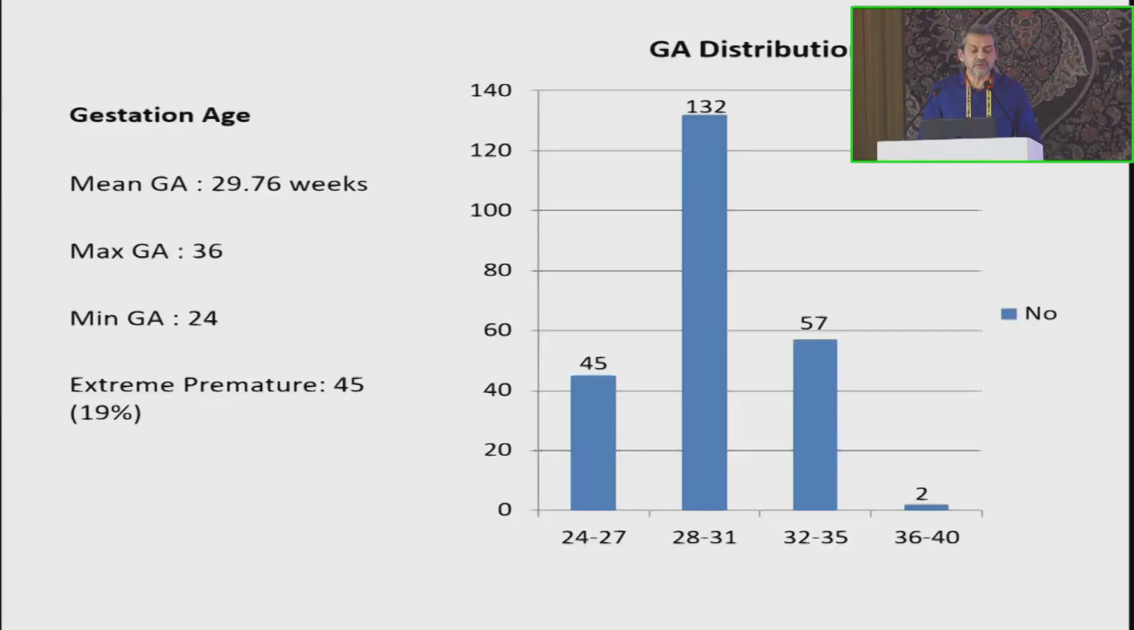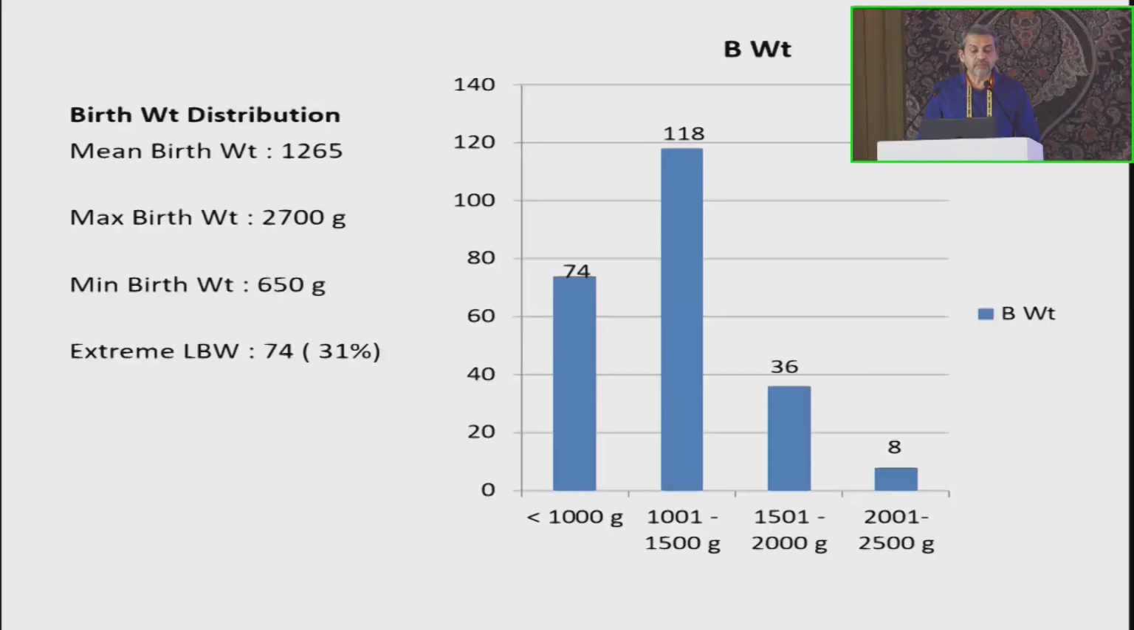Mean gestation age was 29 weeks. However, the babies who were bigger contributed to the mean gestation age being higher, because the minimum GA was also 24. Birth weight distribution is here. It ranged from 650 to 2,700 grams.